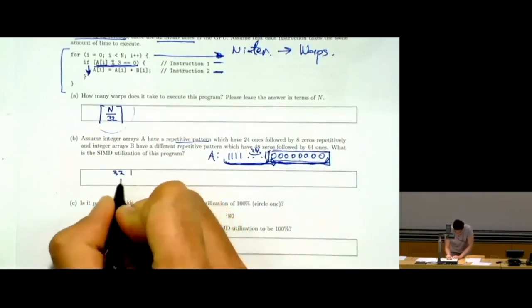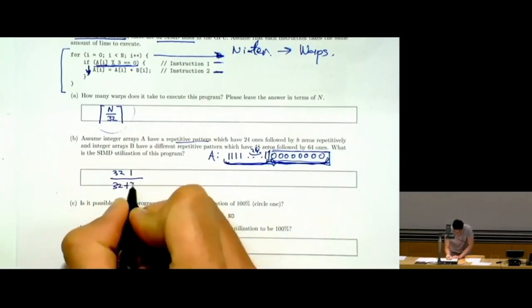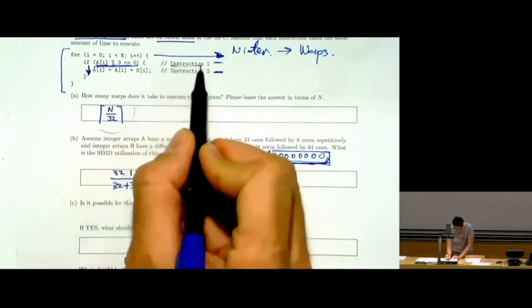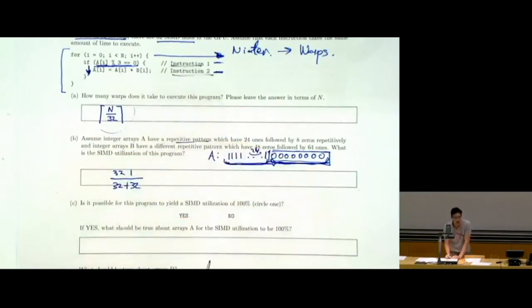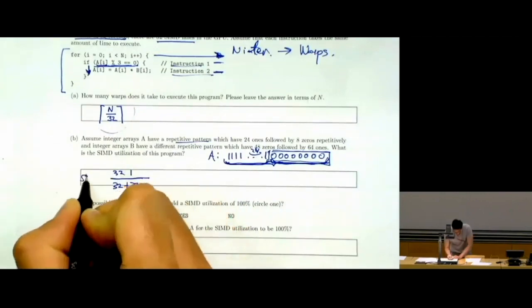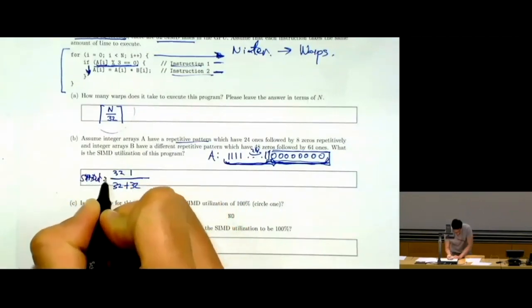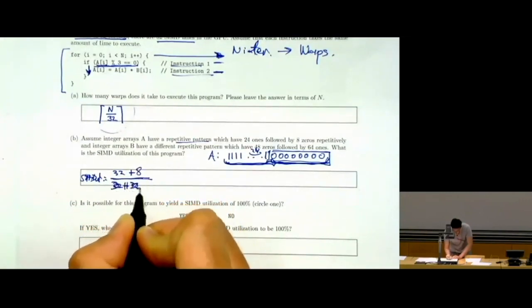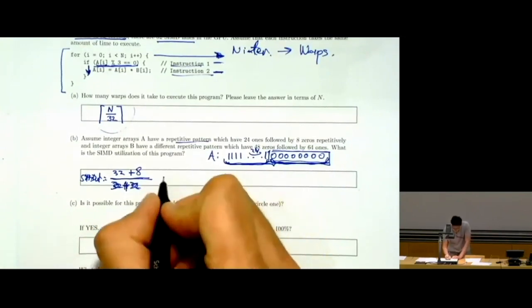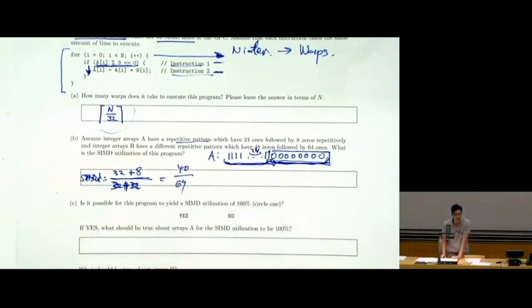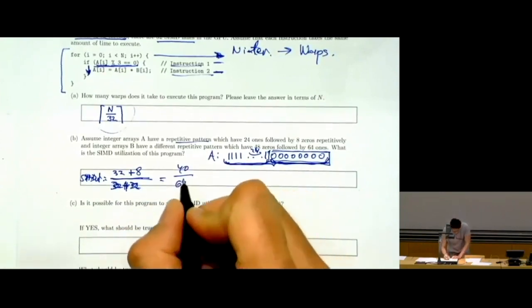So, out of 32 plus 32, which would be the maximum number of threads executed in instruction 1 and then instruction 2 by threads that belong to the same warp, the SIMD utilization in this case is 32 plus 8 divided by 32 plus 32. So this is 40 divided by 64. So that's the answer to this part B.